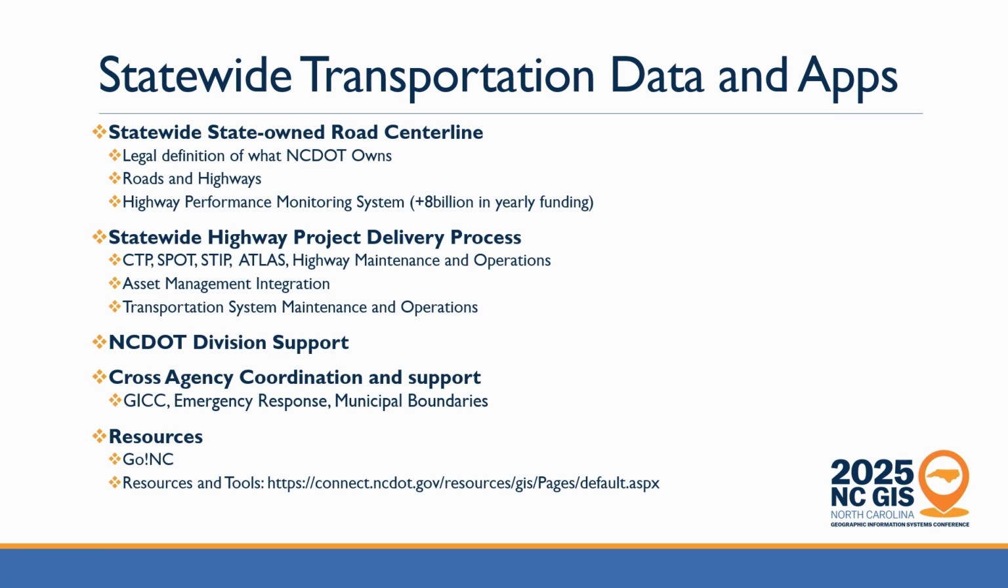We also support our divisions. There's 14 divisions in North Carolina. Each one of those has a GIS presence. They all kind of funnel their data through GoNC. So if you go to GoNC and you look that up, you can find data both at the statewide level and also at the division level, which is pretty great. And then we also do cross-coordination support, especially in emergency response and things like that, which is the topic of the day. And at the bottom there, you'll see the resources, GoNC.